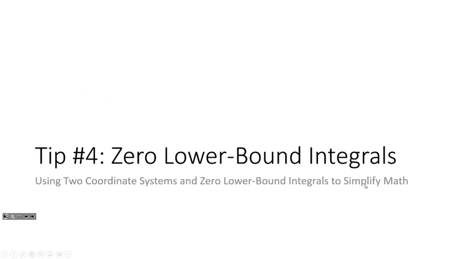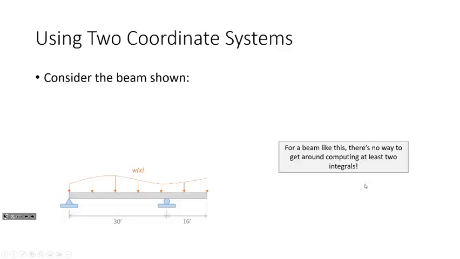Final tip. Exploit integrals with a lower bound of 0. What I said when I defined this tip is I said exploit integrals with 0 lower bounds. What do I mean by that? How do you exploit that? Well, the short answer is you use 2 coordinate systems. Okay? That's a little wild, but not really if you combine everything I've been talking about.